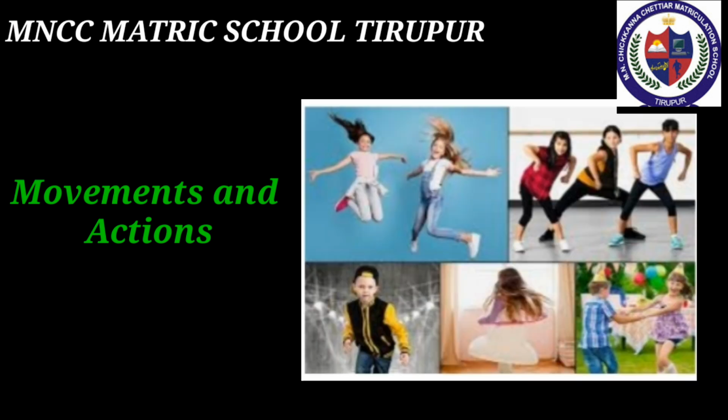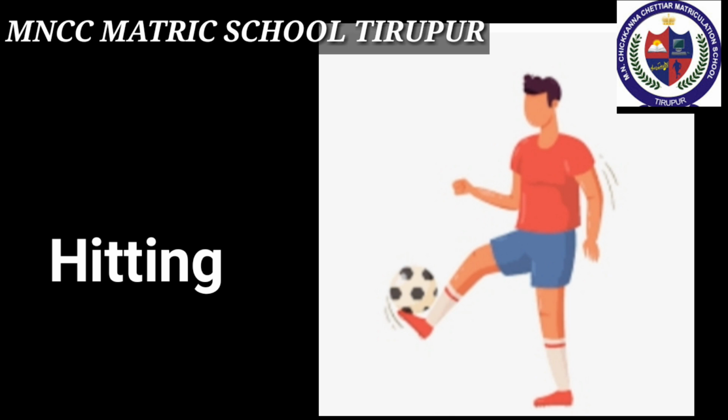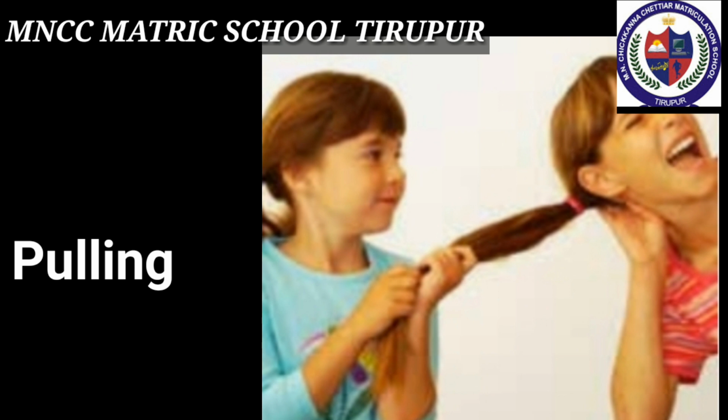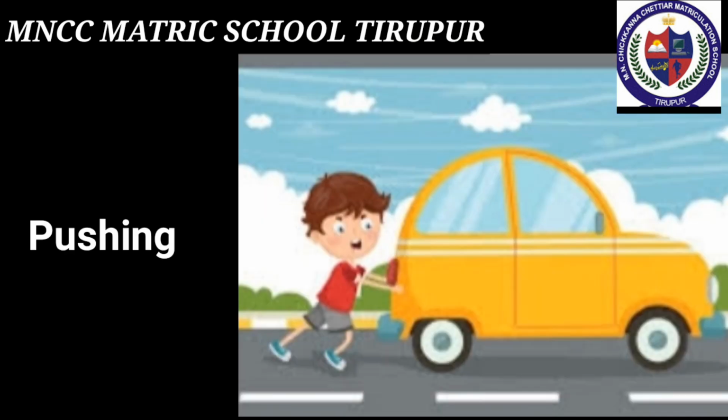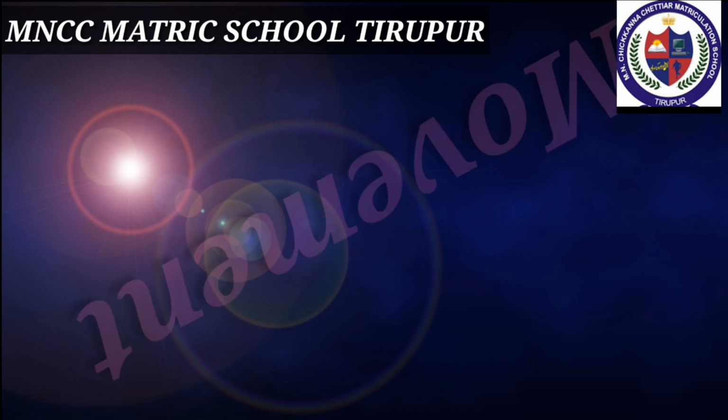Let's see simple movements and actions. In our daily life, we do different actions. Look at the picture. Here, a boy is riding a bicycle. Here, a player hits the ball with his leg. While doing exercise, this lady turns her body aside. A girl is pulling her sister's hair. A boy is pushing a car. In all these actions, there is a change in position of an object from one place to another. This is called movement or motion.